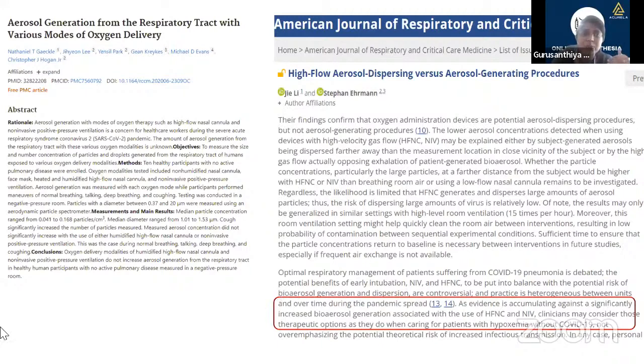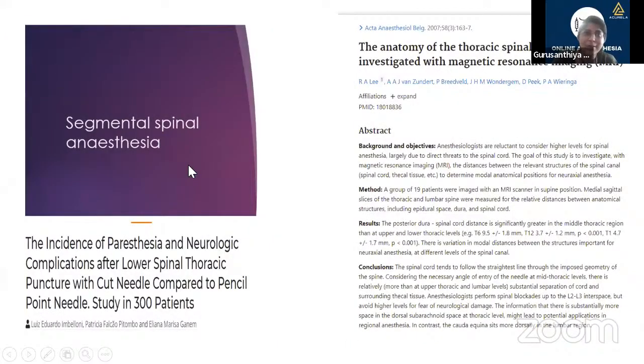There were studies also saying that non-invasive ventilation does not significantly increase aerosol generation from the respiratory tract. And we also have in the American Journal of Respiratory that HFNC and NIV are not associated with as increased a risk as we would have thought previously of aerosol dispersion. Of course, we all had PPE in place, but this was the reason we went ahead with NIV and proceeded.